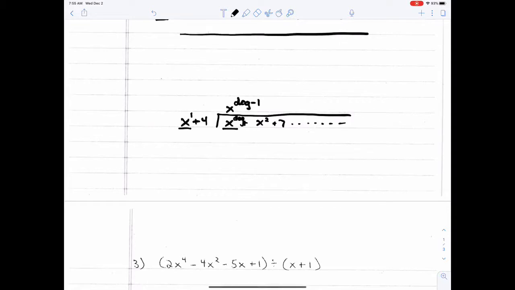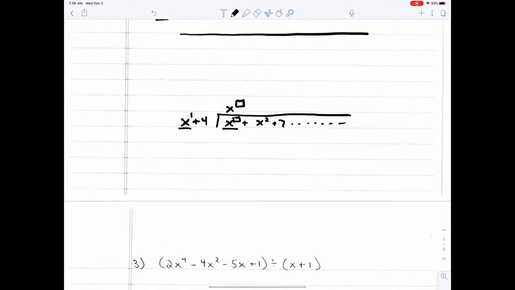It'll always be 1 less than the dividend exponent, the leading term in the dividend. Okay? So no matter what I am given, the degree of the quotient will always be, and this is the quotient, the degree of the quotient will always be 1 less than the degree of the dividend.